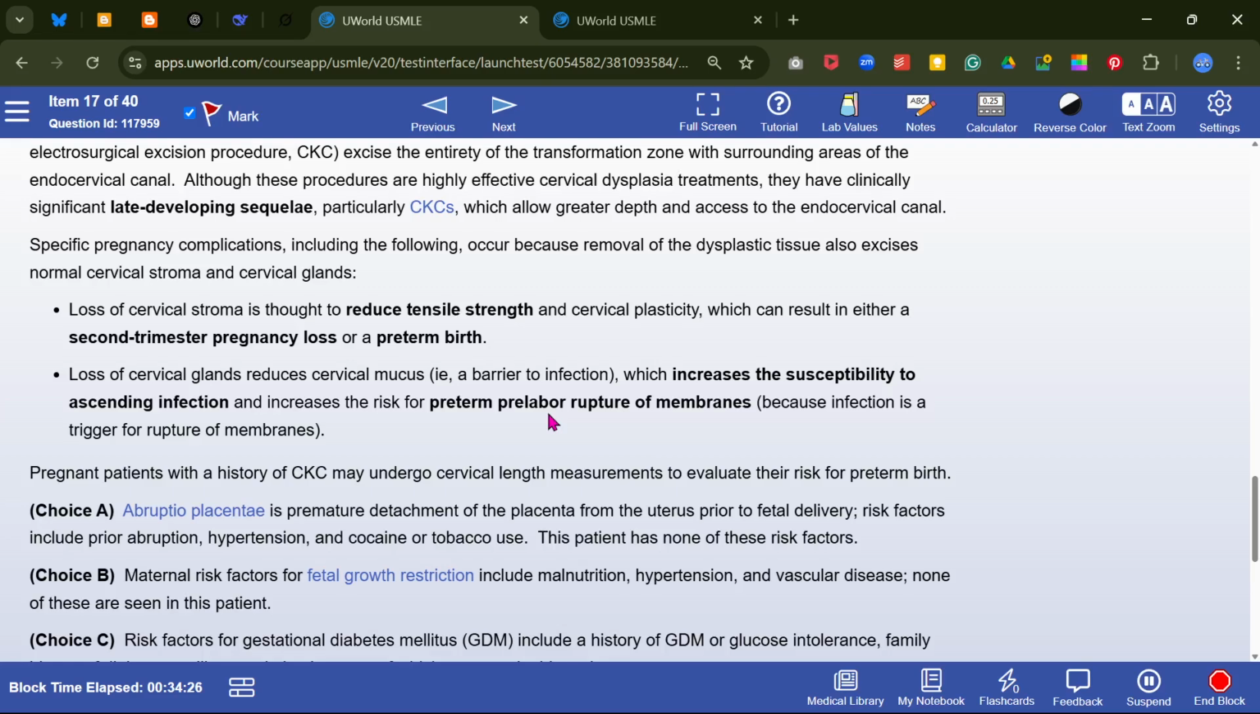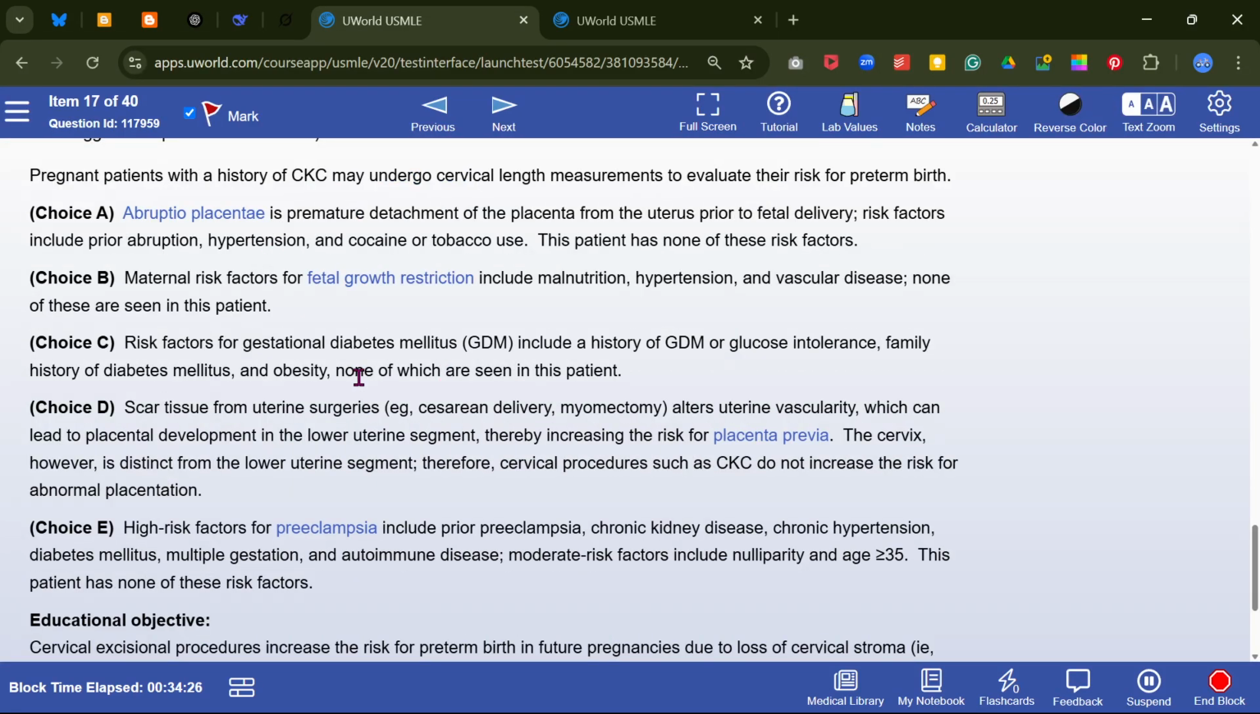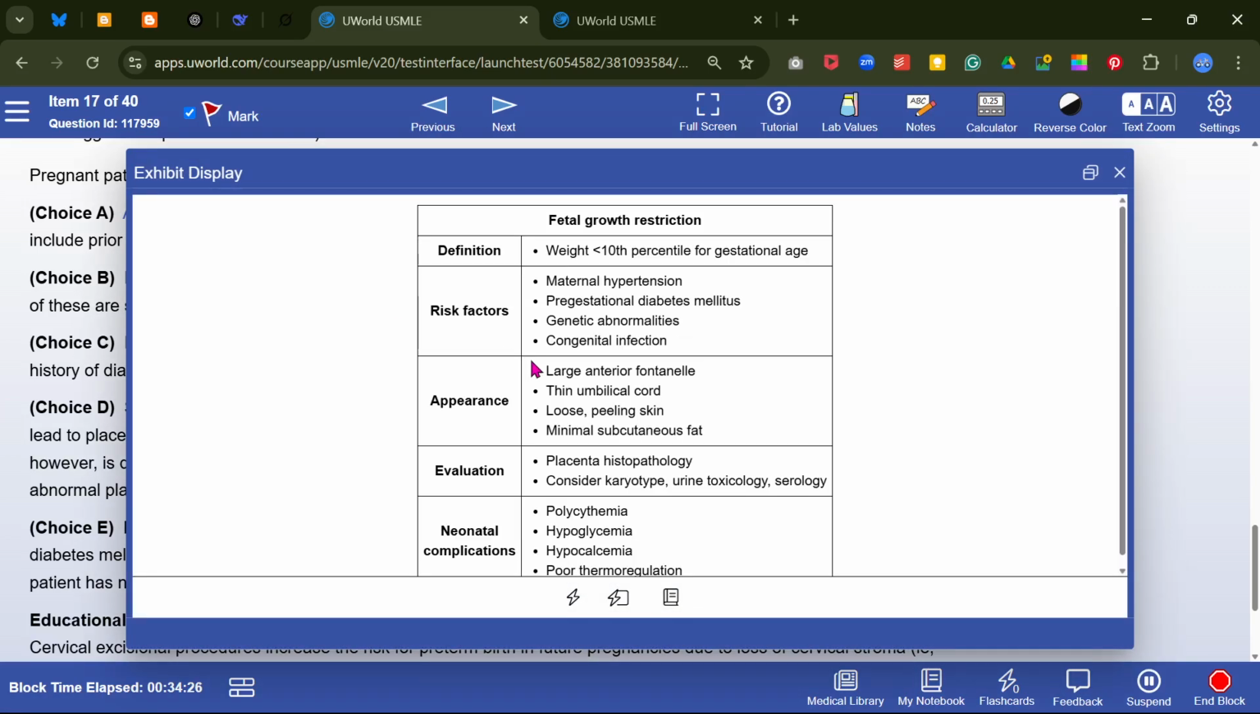Okay, and it is not like fetal growth restriction. Where is this option? Okay, B. A maternal risk factor for fetal growth restriction includes malnutrition, hypertension, and vascular disease. None of these is seen. Okay. Next.